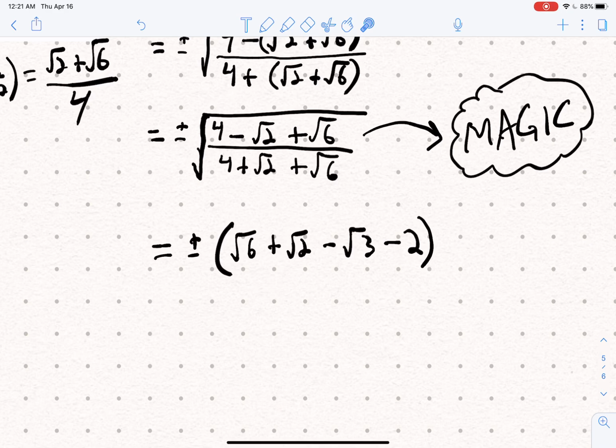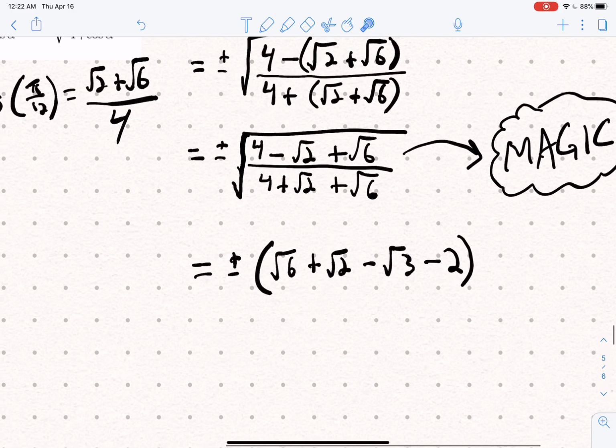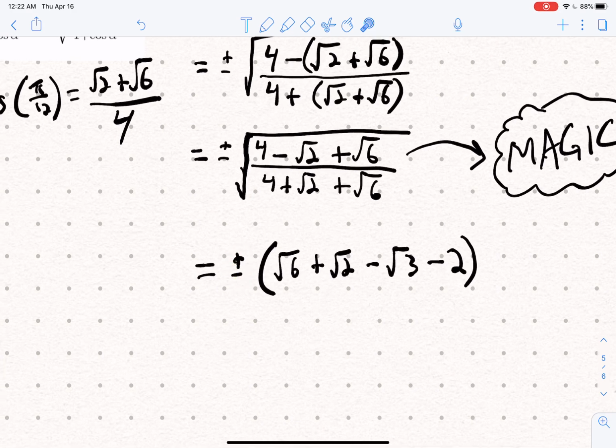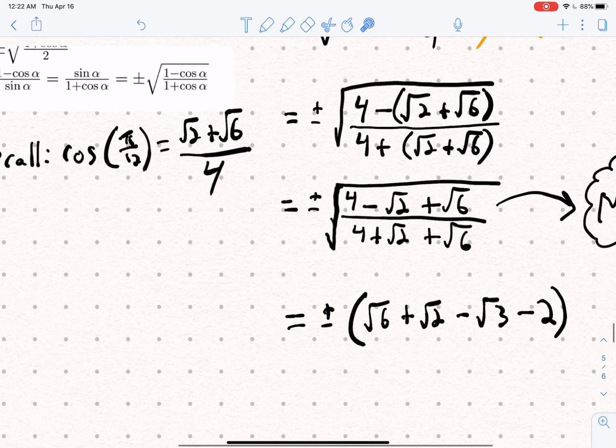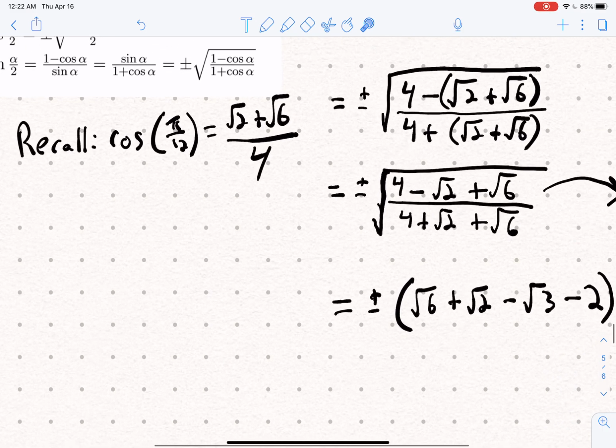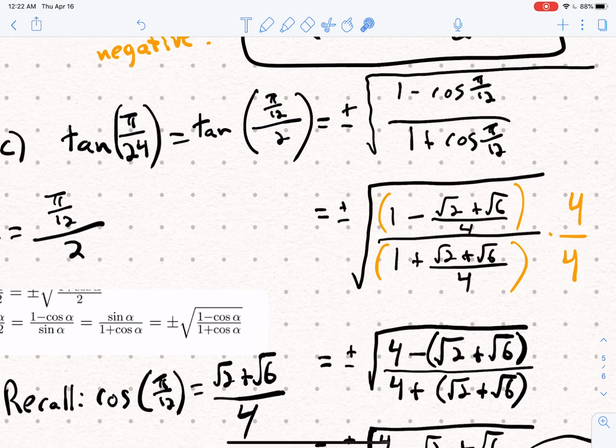Here's what we're going to do instead. We're going to worry about this. Should it be positive or negative? Should the final answer end up being positive or negative? Well, let's take a look and see. The way that we determine whether it's positive or negative is by checking out the quadrant of this angle. And the angle that we're interested in, remember back at the beginning of this problem, was tangent of pi over 24.